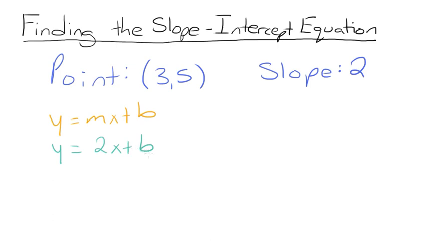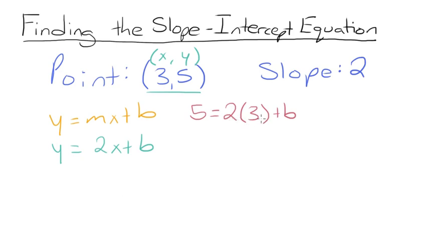Now we need to find b. To find b, we're going to plug in the point that we're given for x and y. The point 3, 5 stands for the point x, y. So x is equal to 3 and y is equal to 5. So we're going to plug in these values and then solve for b. So we have y is equal to 5, so 5 equals 2 times x is equal to 3, so times 3 plus b. And now we solve for b.